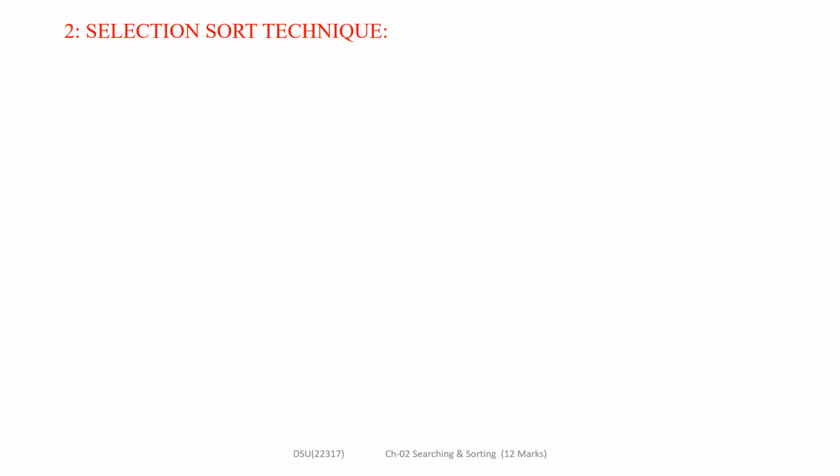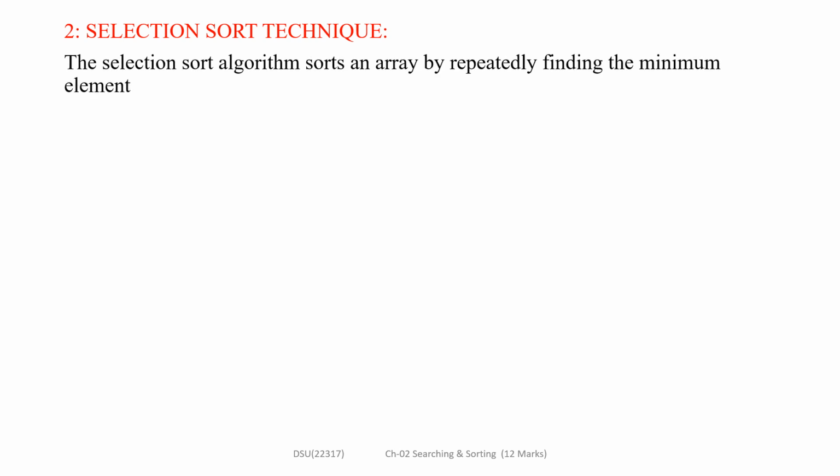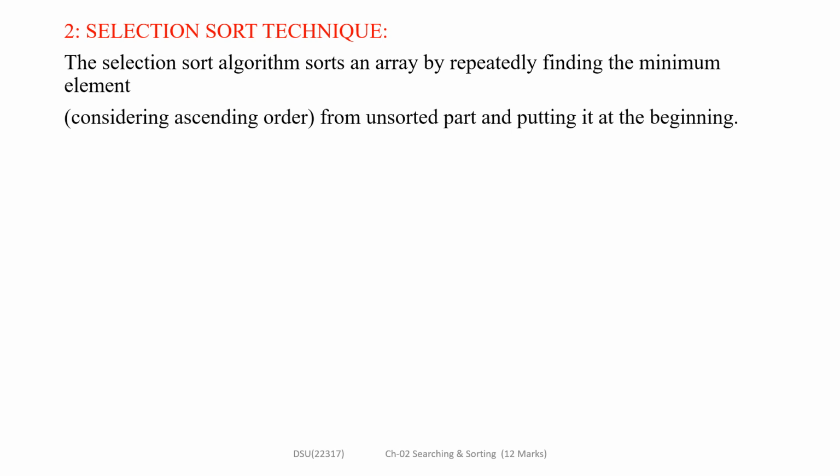Now selection sort is our second type of sorting. First is our bubble sort technique. The selection sort algorithm sorts an array by repeatedly finding the minimum element, considering the ascending order, from the unsorted part and putting it at the beginning. Selection sort is the easiest method of sorting to sort the data in ascending order.